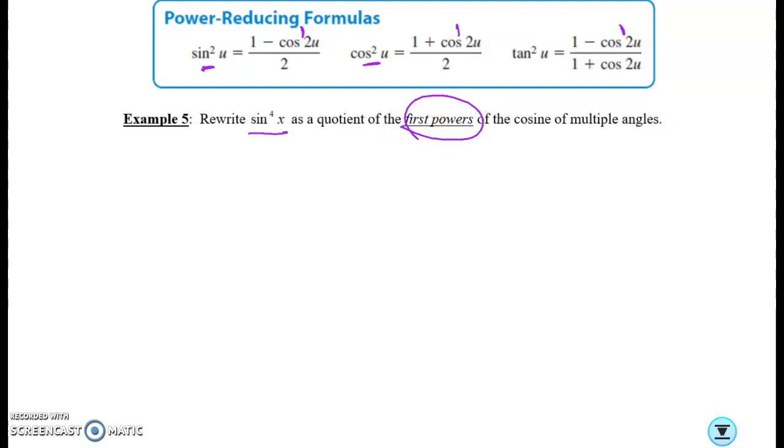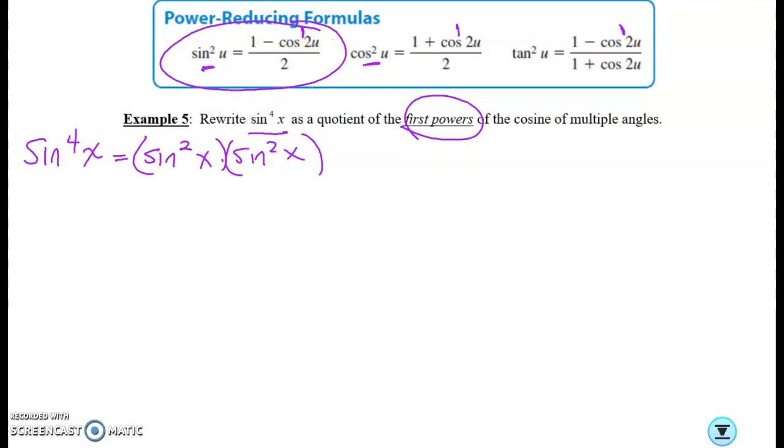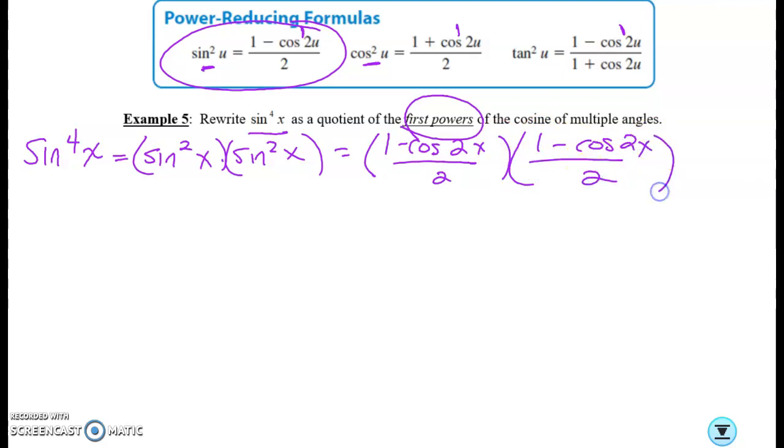So the first thing you're going to do is think of another way to write the sine to the 4th x, which would be sine squared x times sine squared x. And now we can use one of our formulas, which is this first one. So in for sine squared, I am going to put in 1 minus the cosine of 2x divided by 2. And 1 minus the cosine of 2x divided by 2. And as we're writing this, you might be saying, wait, I remember that formula.